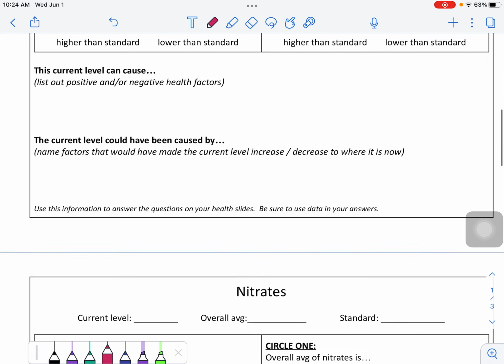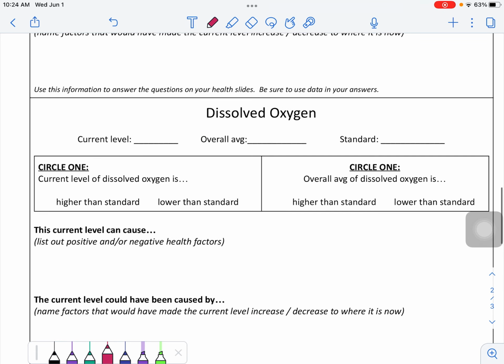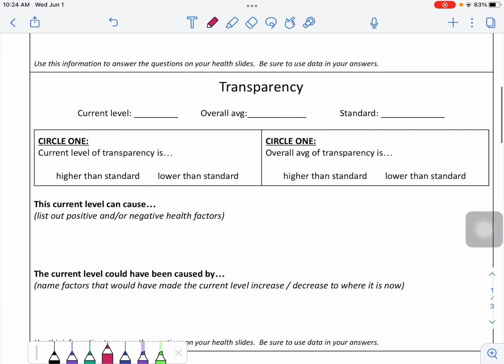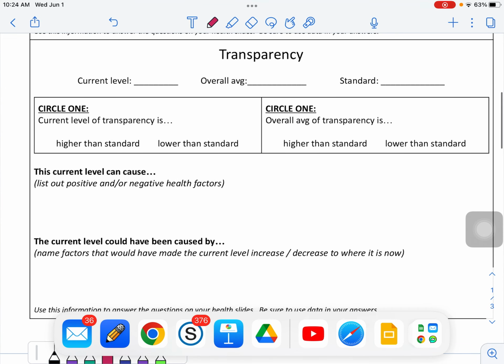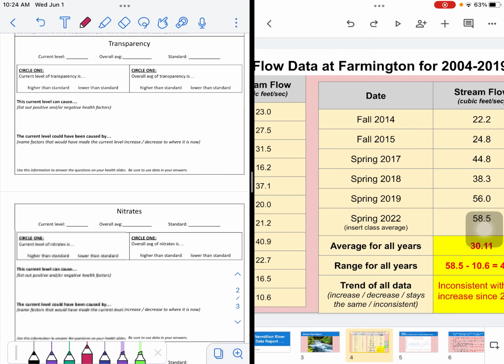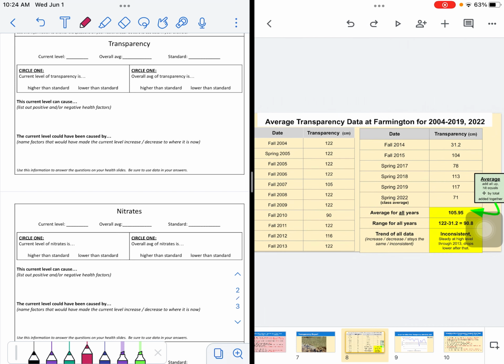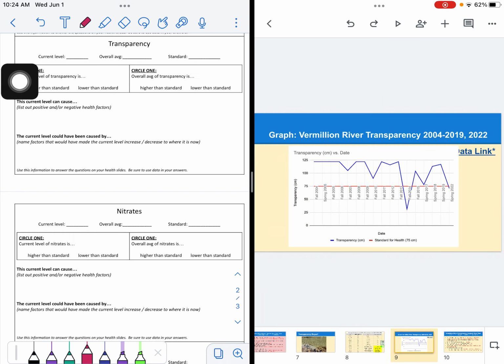When we move on to transparency, nitrates, and dissolved oxygen, that's when you're looking back at the data. And for each of these factors, remember there is a standard. So when you're looking at transparency data here, you're first going to get the current level and the overall average, and then you're going to find what the standard is. And that's on the graphs as a red line. And you can use the key to see what that is. It also should be in your water quality notes. So you can look in 1 and 2 places for that.